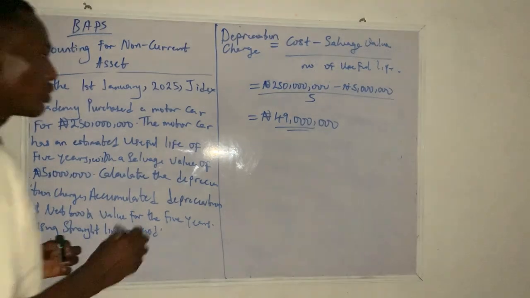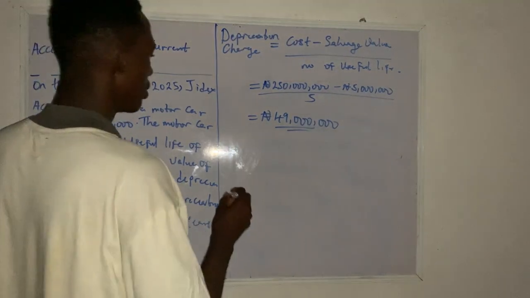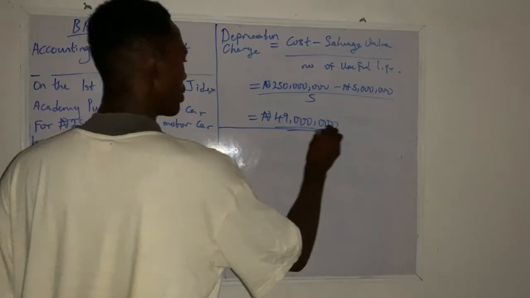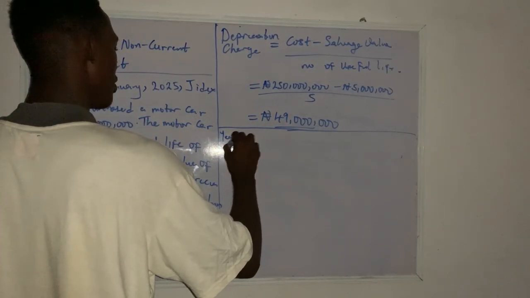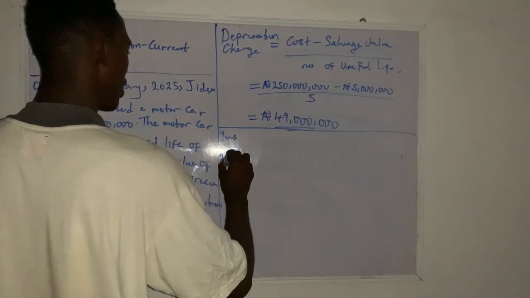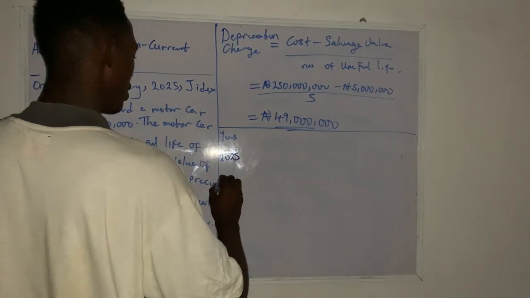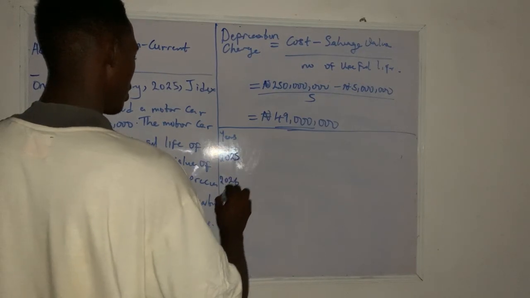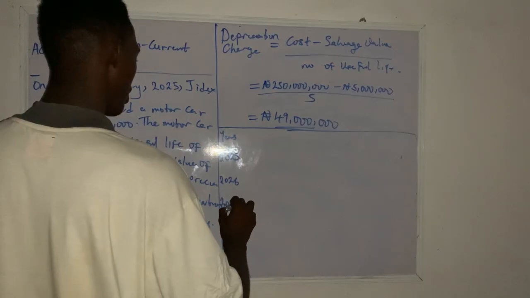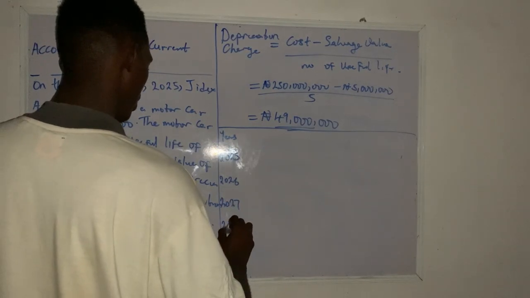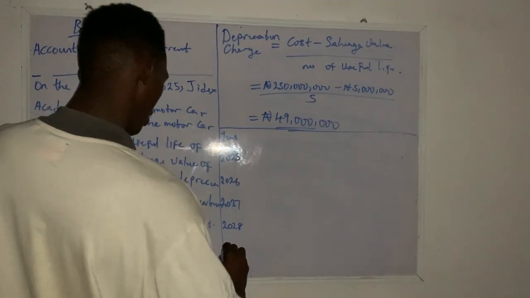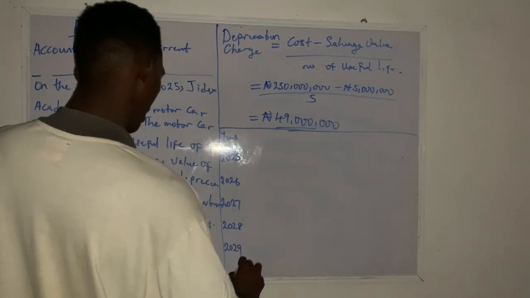Now let us use this table. Let's prepare our depreciation schedule table. So we have our years. 2025, which is this year, 2026, 2027, 2028, and 2029.